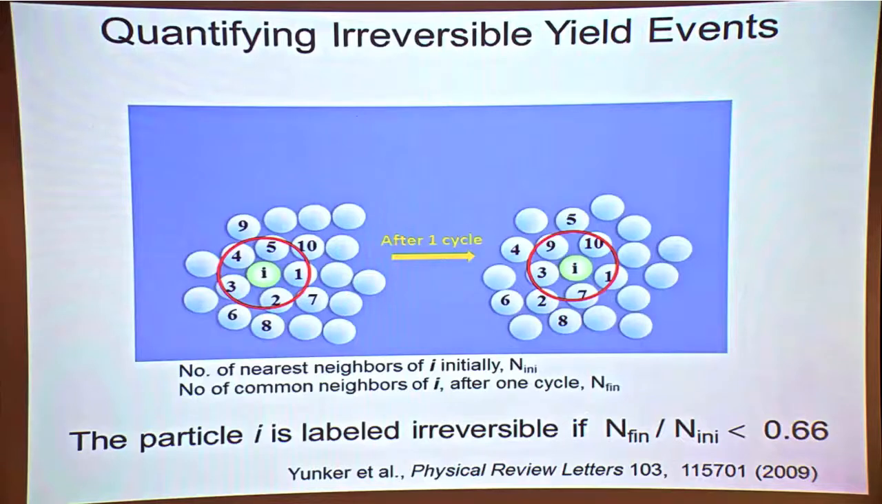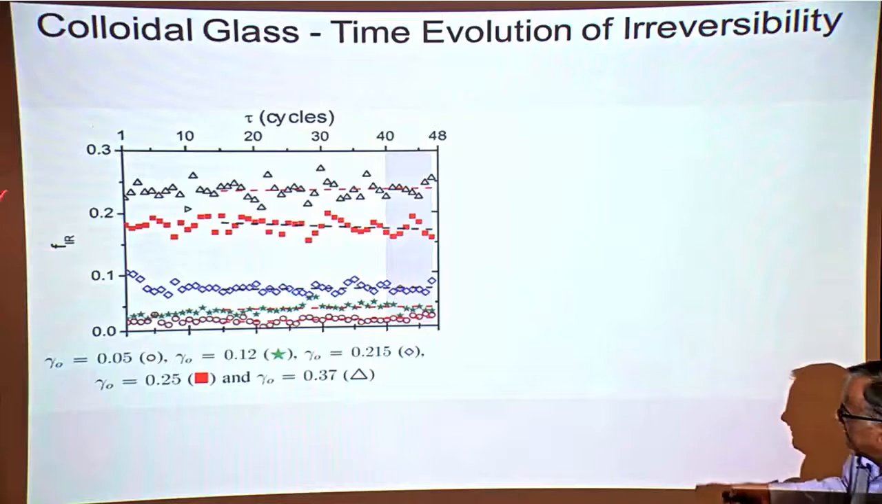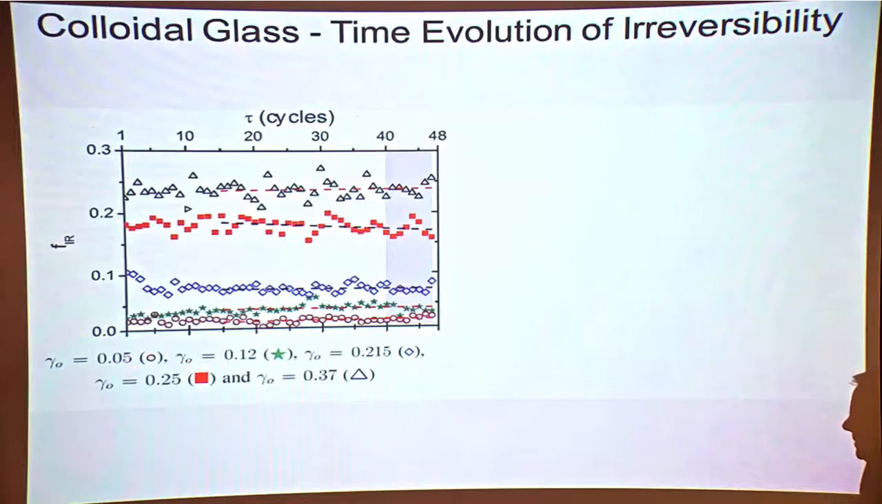So here again, if this number is less than 0.66, two-thirds, we just chose that, we call it irreversible, otherwise it is reversible. It does not make too much of a difference if you change this number slightly on either side. So this is the data on F irreversible as a function of number of cycles for various gamma naughts, the amplitude: 0.05, here 0.12, this is 0.215, this is 0.25, 0.37.